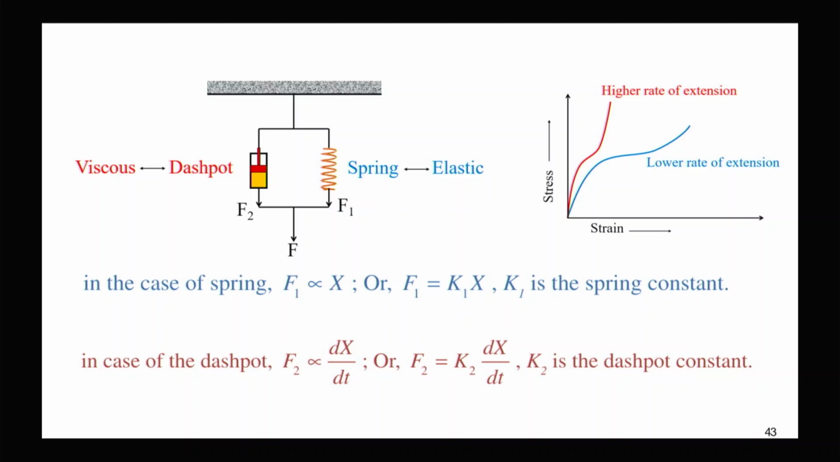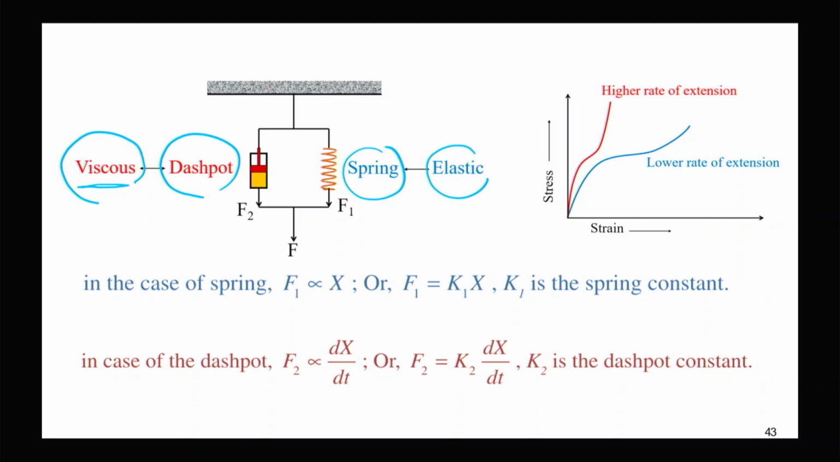Now let us see. Textile material is generally viscoelastic in nature. So it has got a viscous component and an elastic component. The viscous component is denoted by a dash pot, and the spring component, that is the elastic component, is denoted by a spring. So this is the simplest model.